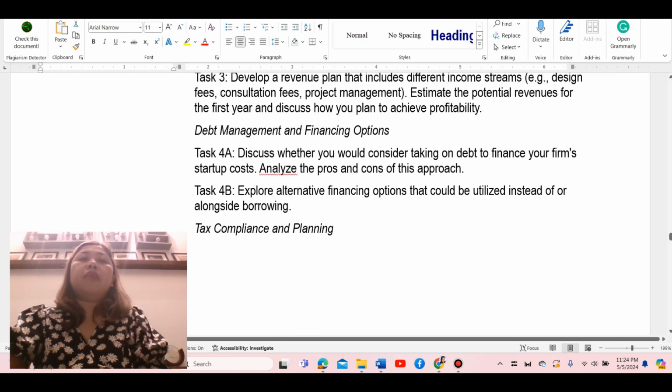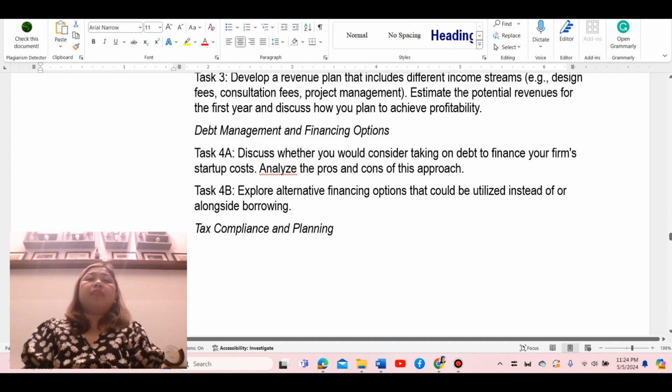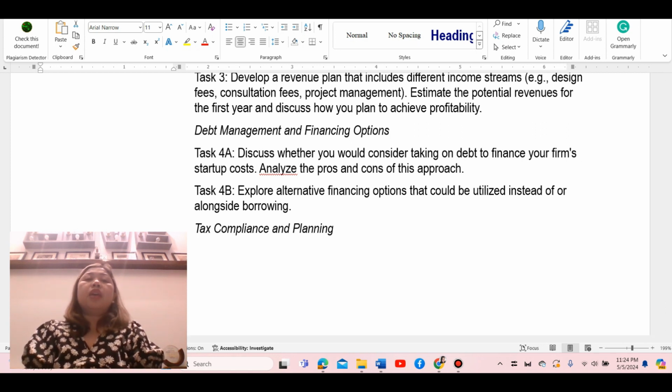And then for the topic debt management and financing options, your first task is to discuss whether you would consider taking on debt to finance your firm's startup cost. You analyze the pros and cons of this approach. And then the second, you explore alternative financing options that could be utilized instead of borrowing, through financing.